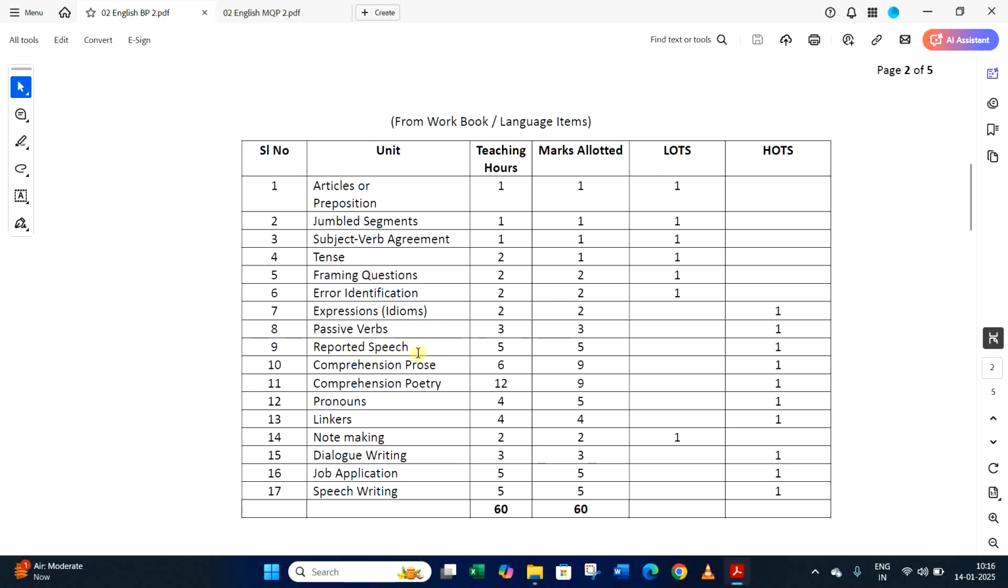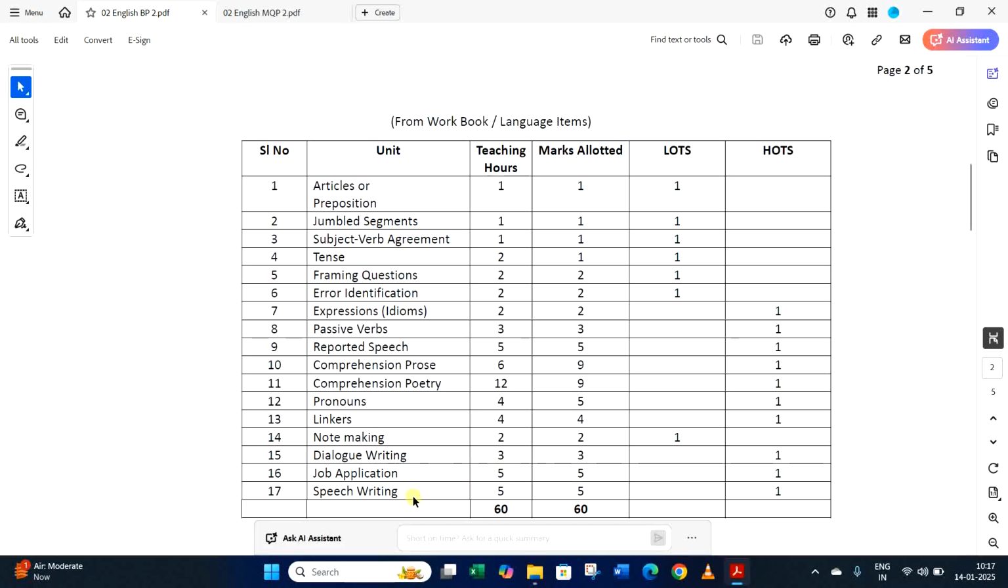Reported speech, or we can say reporting a conversation, 5 marks. Then we have comprehension, passage or prose, we can say for 9 marks. In addition to that, we have comprehension, poetry, poem for 9 marks. Then we have pronouns, this is called pronoun inference for 5 marks. Then we have linkers for 4 marks. Note making for 2 marks. Then dialogue writing for 3 marks. Then we have job application for 5 marks.